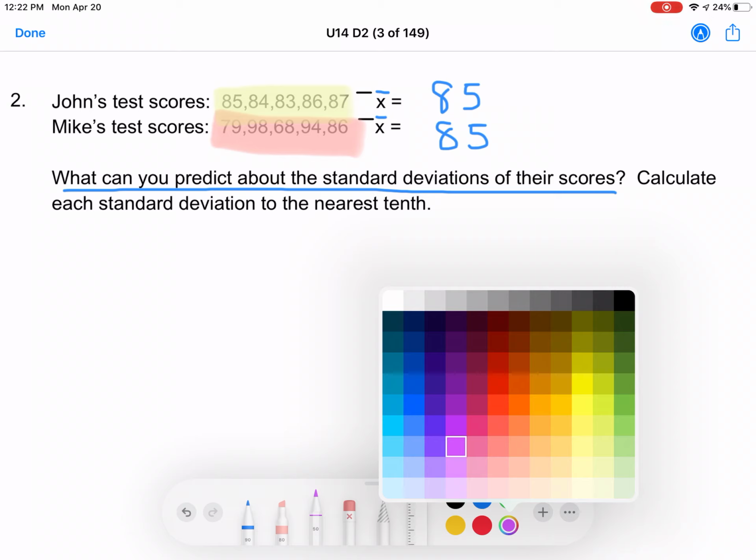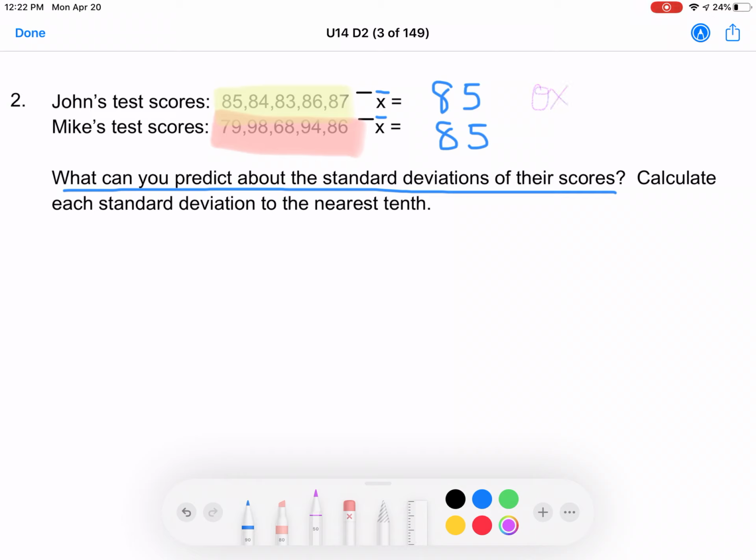All right, so now you guys are going to go back like I did in that calculator video, and you're just going to do your whole list and spreadsheets and enter the data. If you do that, the standard deviation for John comes out to be 1.414, and the standard deviation for Mike comes out to be 10.73, so like we expected it to be. Okay, and then they said do it to the nearest 10.